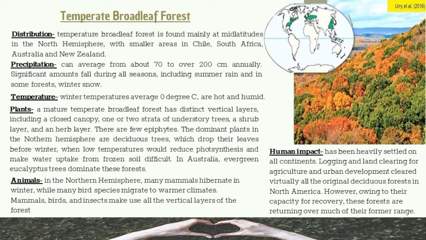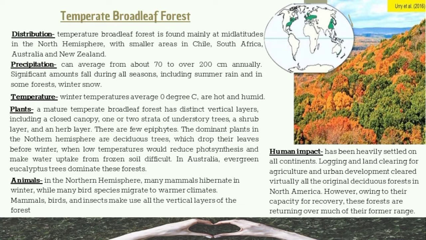To sum up, temperate forests are found in the northern hemisphere, mostly in America, Europe, and parts of Asia, and even some parts of Australia. Precipitation can range from about 70 to 200 centimeters annually, so that's quite high. A significant amount of precipitation falls during all seasons, including summer rain and in some forests winter snow. Temperatures are quite extreme, with 0 degrees Celsius during winter and summer being very hot and humid and can reach up to 35 degrees Celsius.